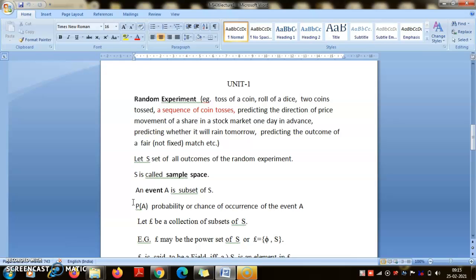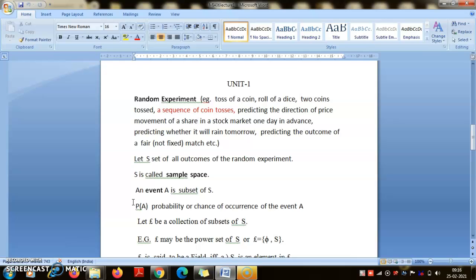And let me tell you, there is no unique formula for computing probability. That is something we will see here. So let me start. Today I will have very little time in this video. The first thing is random experiment, for example, toss of a coin or roll of a dice, two coin toss, etc.